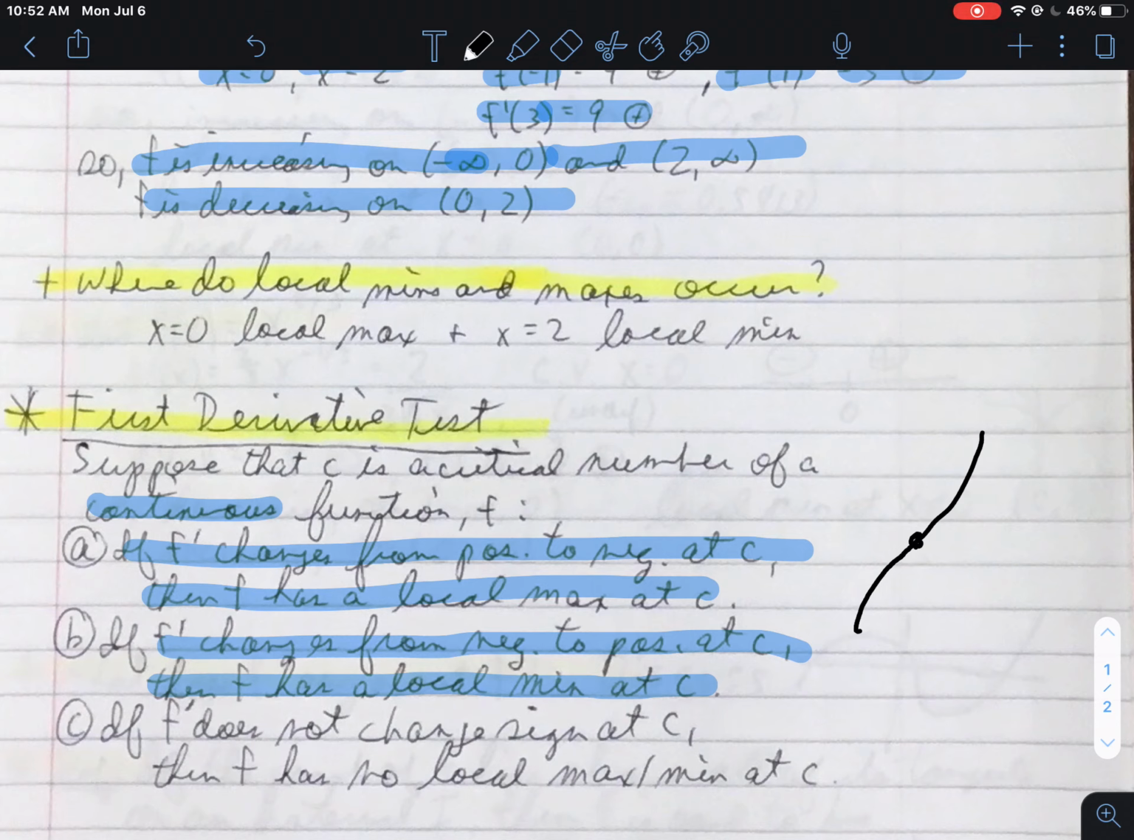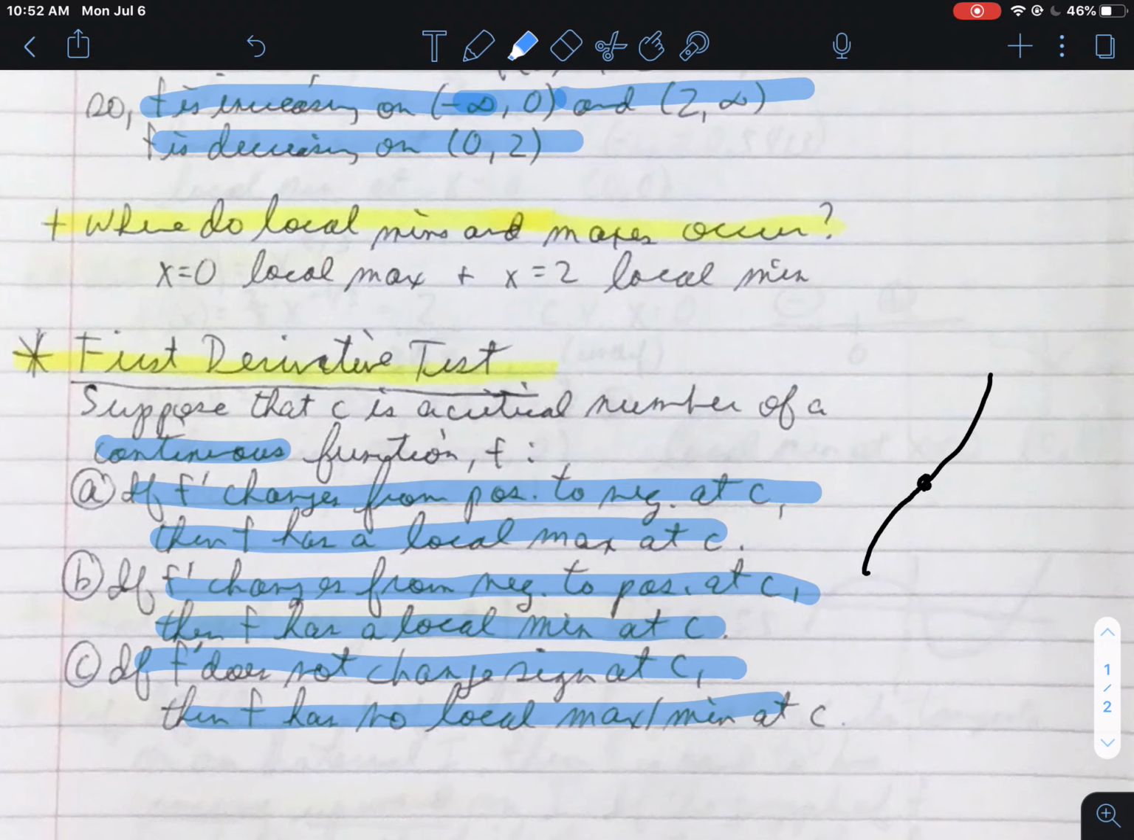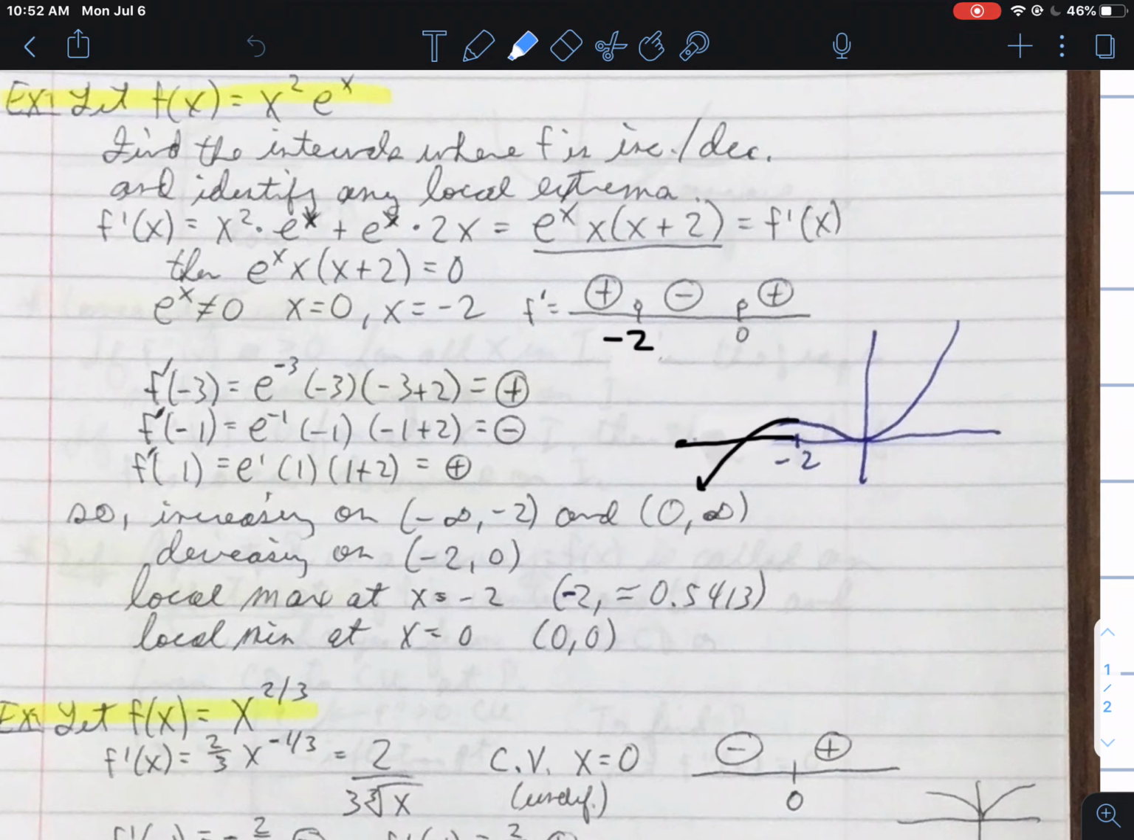So of course then if f prime does not change sign at c, then there is no local extreme value there. There is no local max or local min at that point. Right? So we start by finding the critical numbers, and then we check to see what the derivative is doing on either side of that to determine the local extrema.